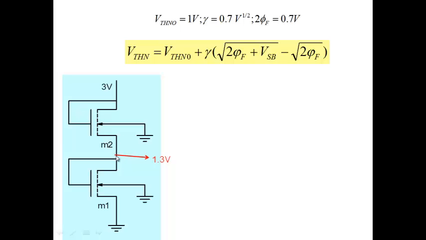Now, in this case, what is the source to body voltage? It is 0. So how much threshold voltage do I have? Basically 1 volt. You just substitute 1 volt here.